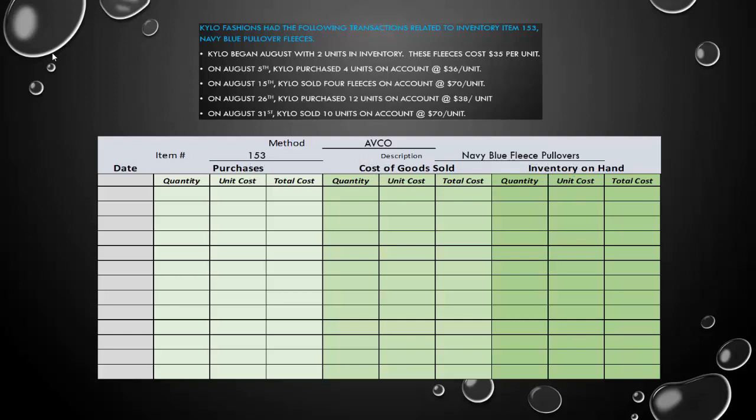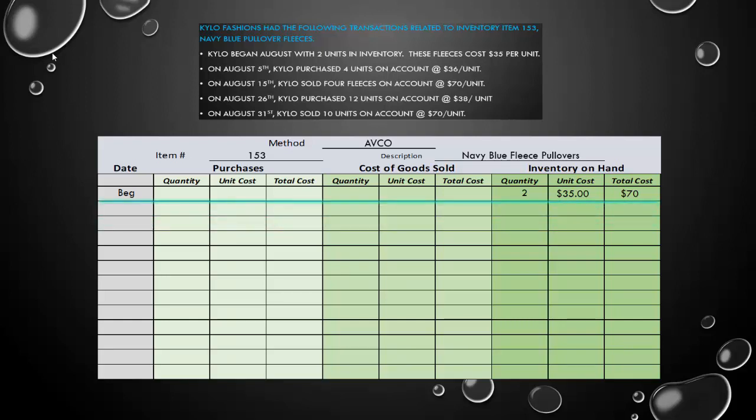So the first thing that we need to do is carry over any inventory that we had from the prior period. Well, what did we start with? We're going to start with 2 of these navy blue fleece pullovers with a unit cost of $35 a piece. Means our total inventory valuation for this particular item is going to be $70 coming into the period.